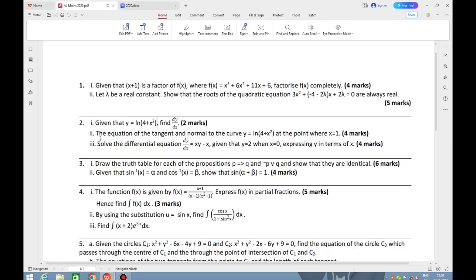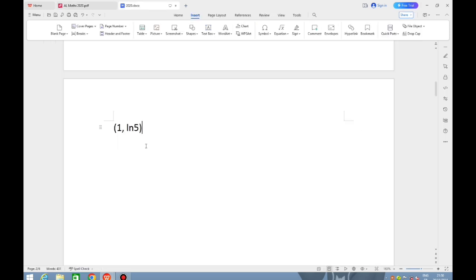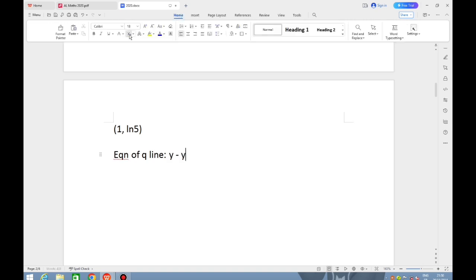Now 2 Roman 2 says find the equation of the tangent and the normal to the curve y equals ln(4 plus x squared) at the point where x is equal to 1. To solve this, you simply need to know the equation of a line. The equation of the line is generally given by y minus y0 is equal to m into (x minus x0).